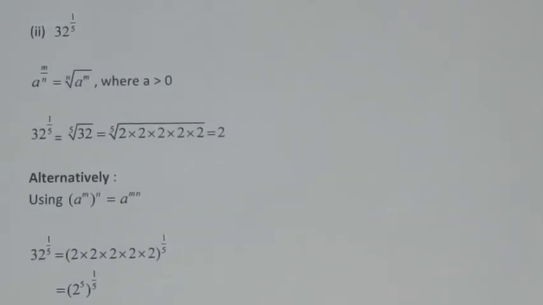Question number 2, 32 raised to 1 by 5. Again the same rule. What is the rule? A raised to m by n equals the nth root of a raised to m, where a is greater than 0. So 32 raised to 1 by 5 means the fifth root of 32. So the fifth root of 2 into 2 into 2 into 2, 5 times. So finally the answer is 2.